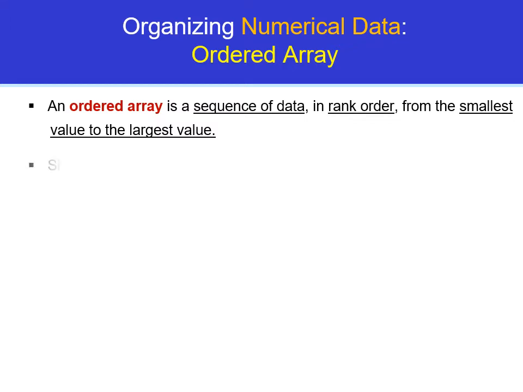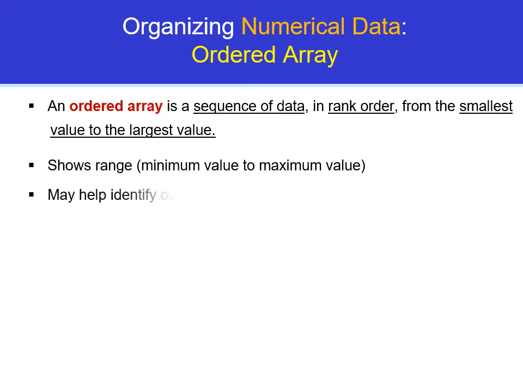An ordered array can show us the range of data, the minimum value and the maximum value, and everything in between. An ordered array can also help us to identify outliers if we have any. Outliers are unusual observations. We're going to learn about outliers more later in the course. So let's see an example of an ordered array.